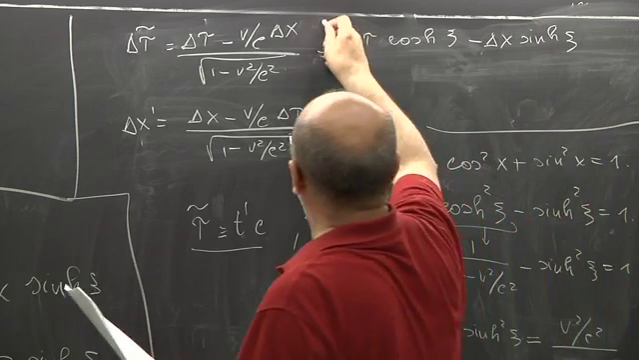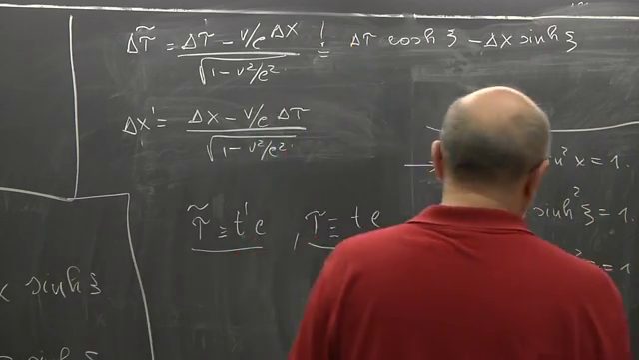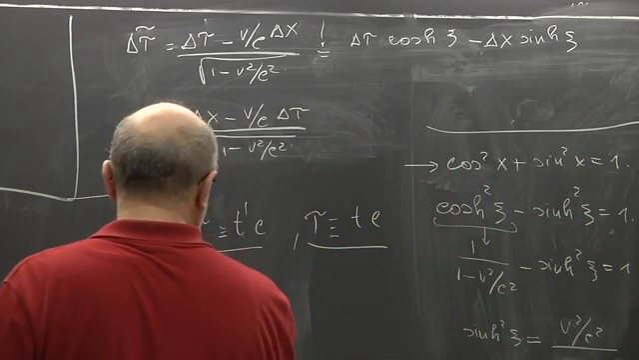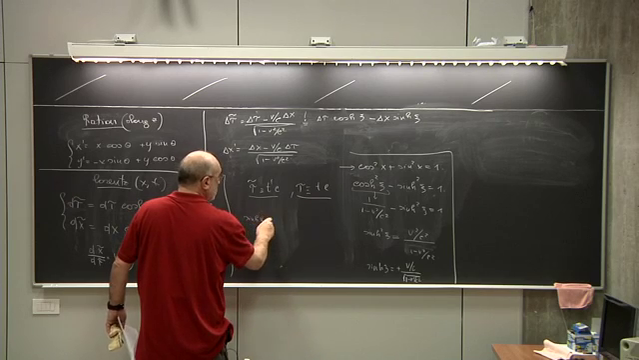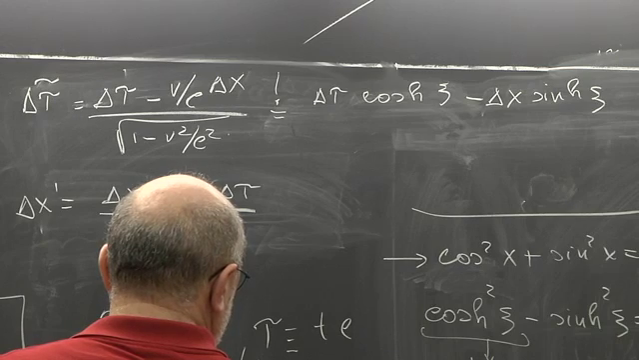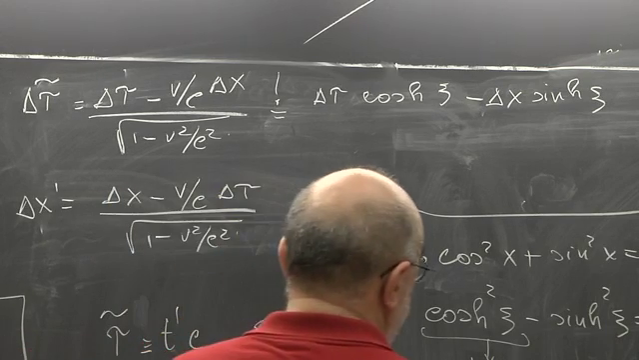Okay, so this one we have proved. Now we have to prove the second one. Let's remember this relation. Let's keep it down here. That sine hyperbolic is equal v over c times 1 minus v square over c square.